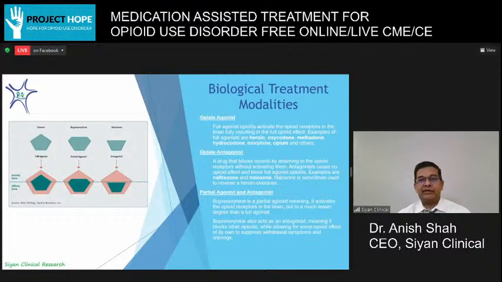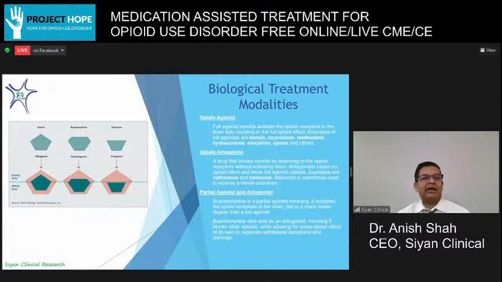Generally, naloxone is given in two doses. Mostly you give one dose, and if somebody doesn't have a good outcome from the first injection, then you can give another dose in 30 to 60 minutes.